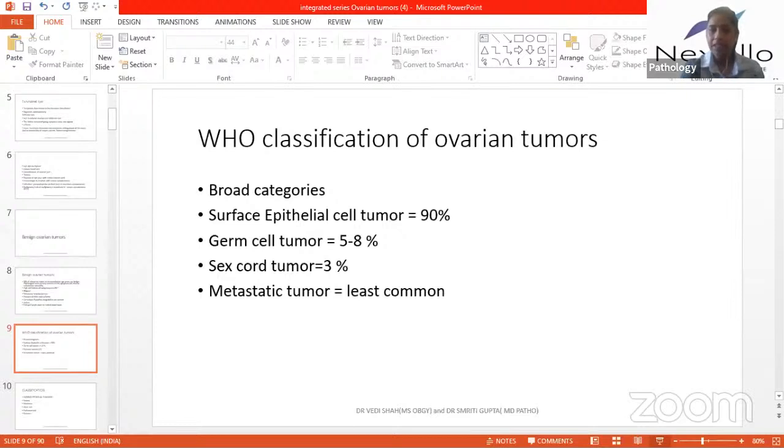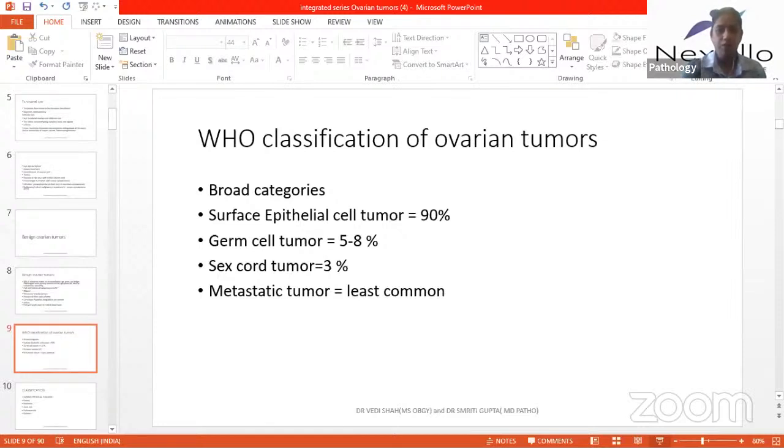Now, if they are malignant, instead of a single layer, there'll be multiple layers. There'll be a lot of architectural complexity that you find there. There can be a lot of papillary projections, or there can be nests and sheets of these malignant cells, and they may be found to be invading the ovarian stroma as well.